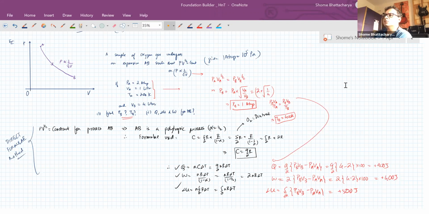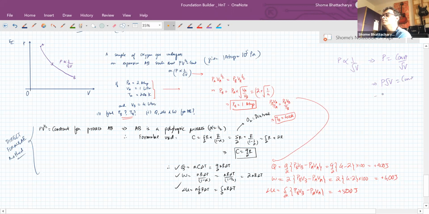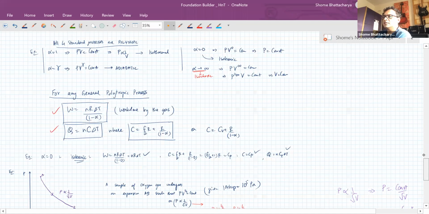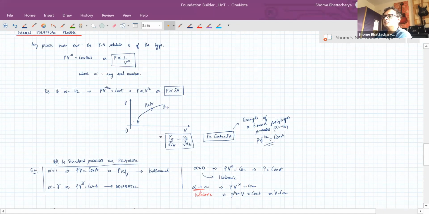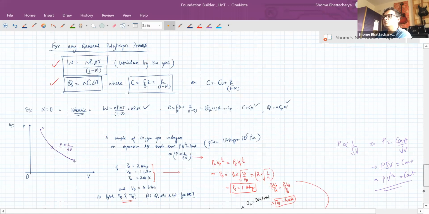Alpha isn't minus half because in the question it is given that pressure is inversely proportional to 1 by root V. Understood? See, this is what is given to us in the question. Pressure is inversely proportional to 1 by root V. That means pressure is equal to some constant divided by root V. That means P root V is constant. So PV to the power half is constant. Whereas the one you are saying would be different. It would be the one we had drawn earlier. Alpha being minus half, that would be this kind of process. This is the one where alpha is minus half. Understood, Kunj, the difference between the two?